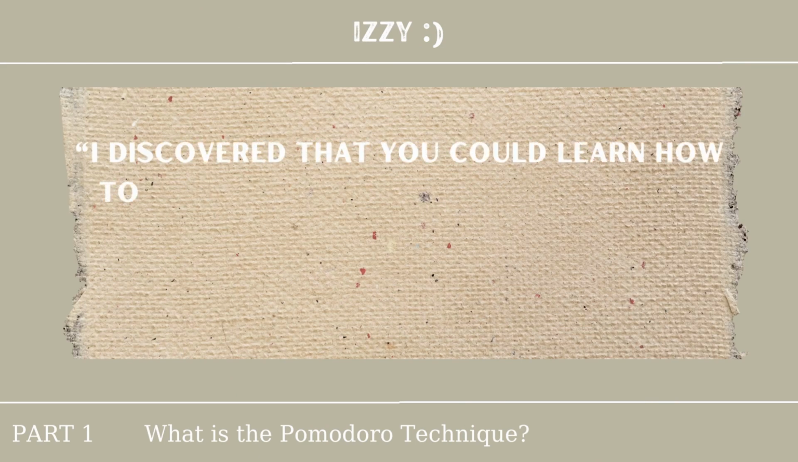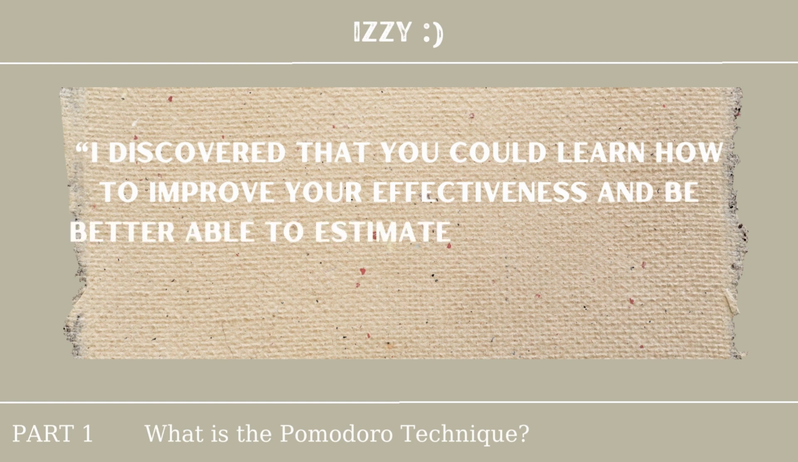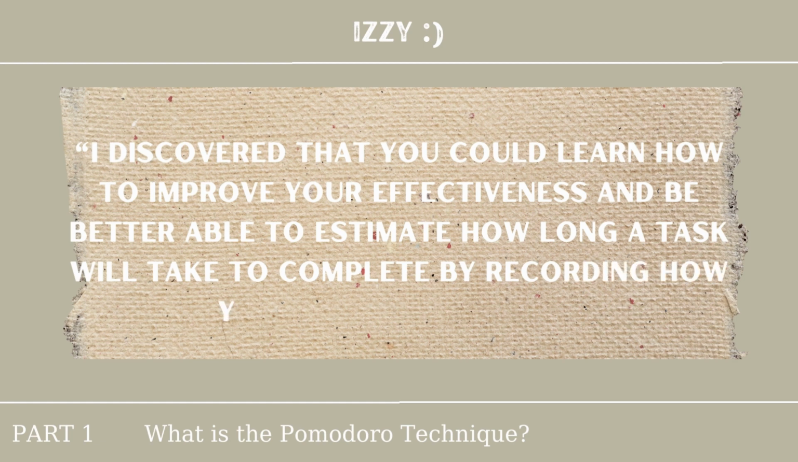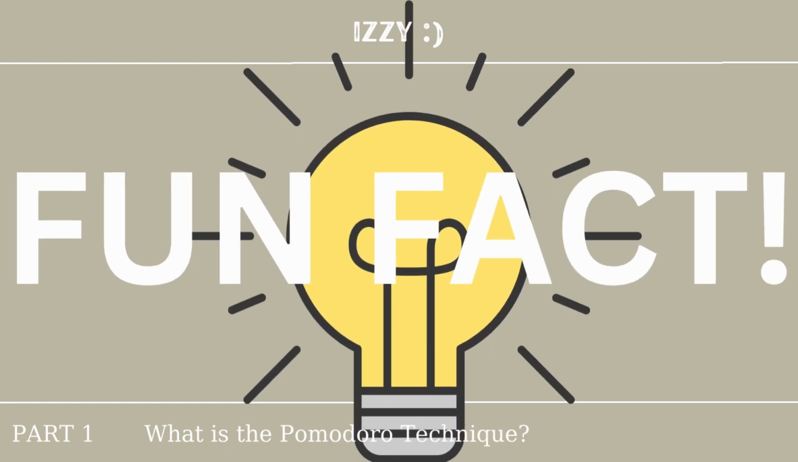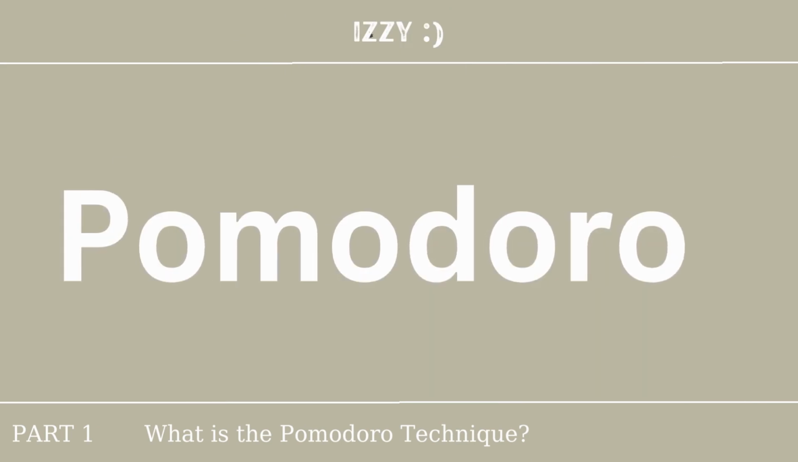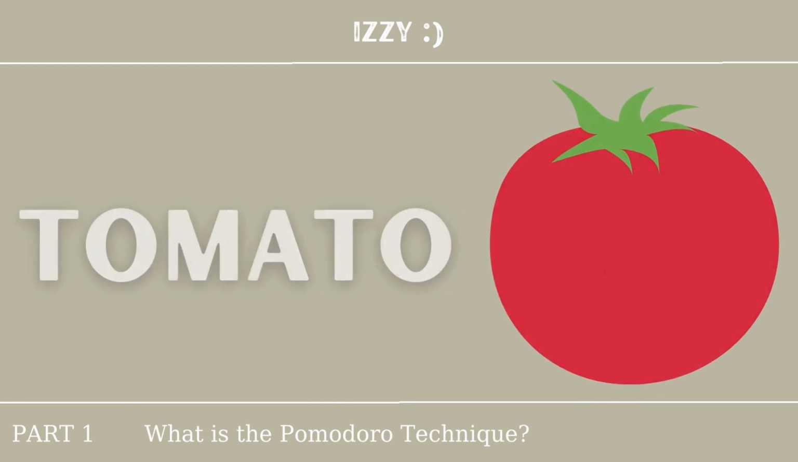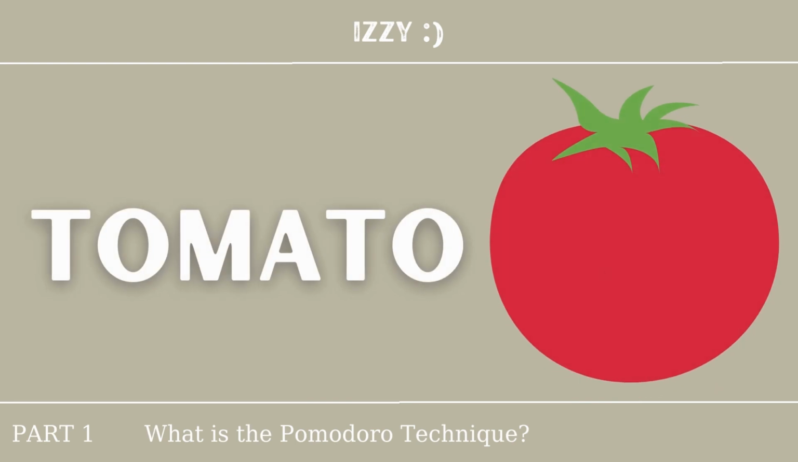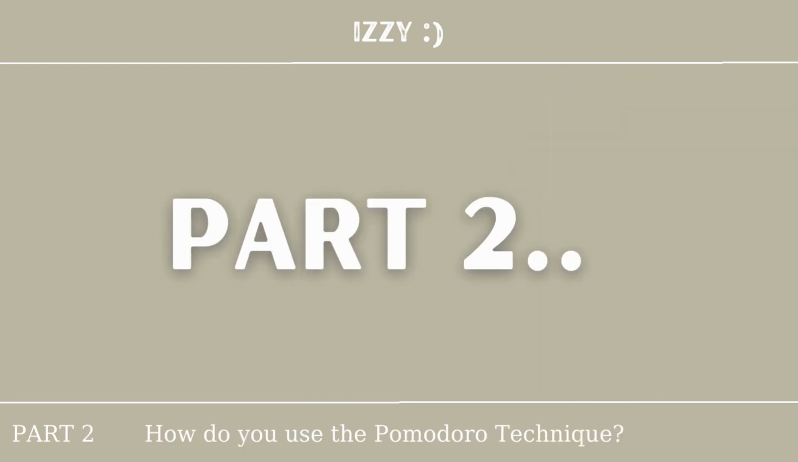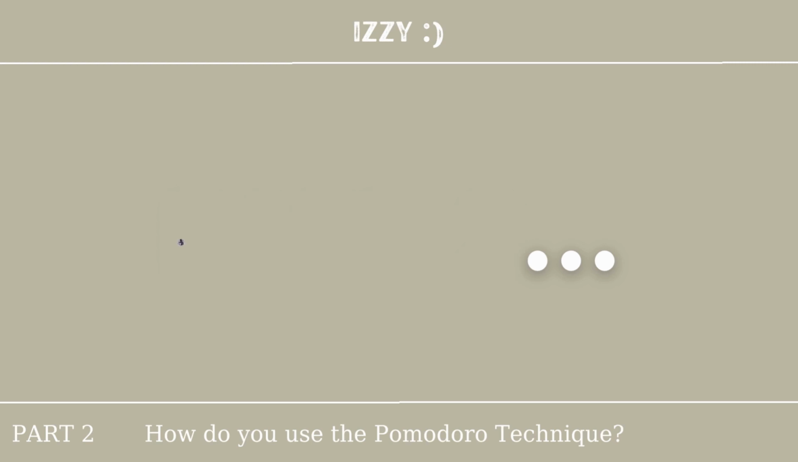He wrote, "I discovered that you could learn how to improve your effectiveness and be better able to estimate how long a task will take to complete by recording how you utilize your time." Fun fact! Each work interval plus the break period is called a Pomodoro, the Italian word for tomato. Now that we know the basics and origin of this technique, let's get into part 2.